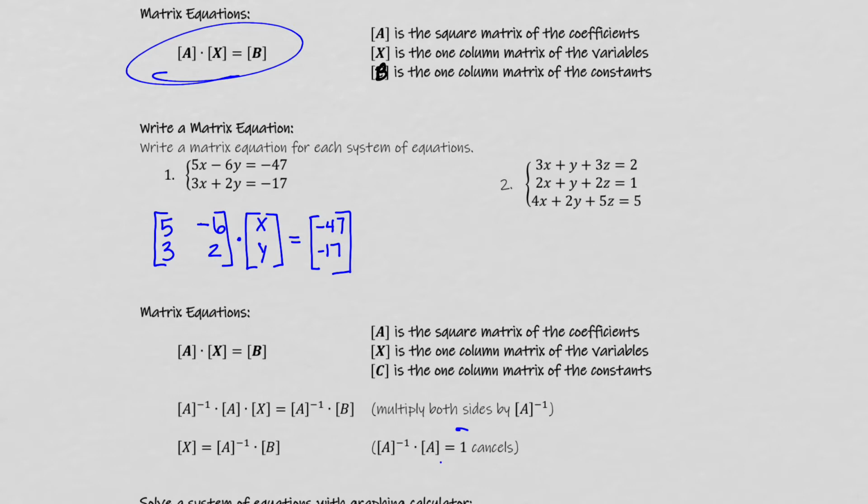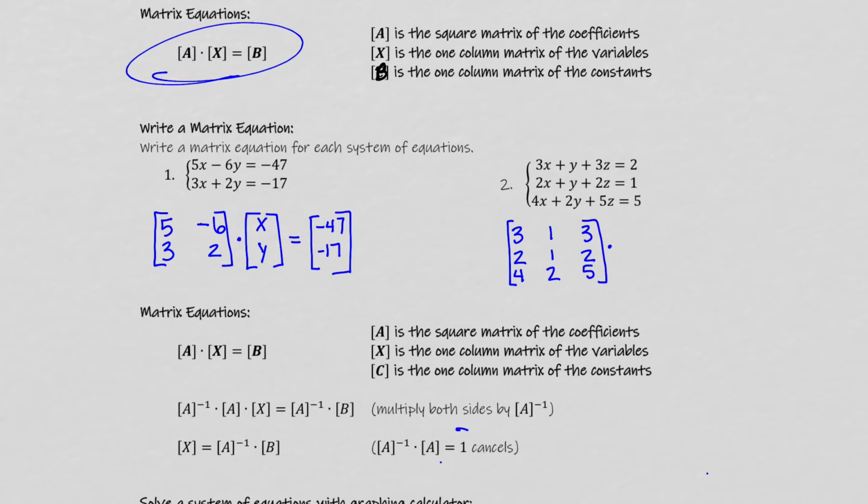So let's do it for number 2, which is 3 variables, okay? I can just write the first equation as 3, 1, 3. That's the coefficients in front of each term. Remember, if it's missing a variable in that place, you have to put a 0. So it goes in the order X, Y, Z. The next equation was 2, 1, 2. The bottom equation is 4, 2, 5.